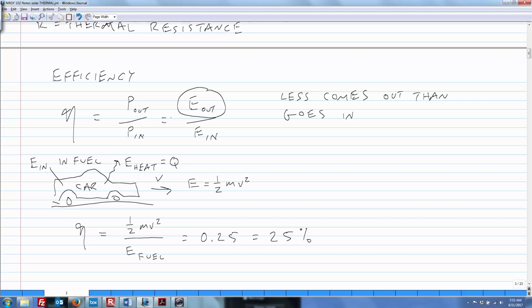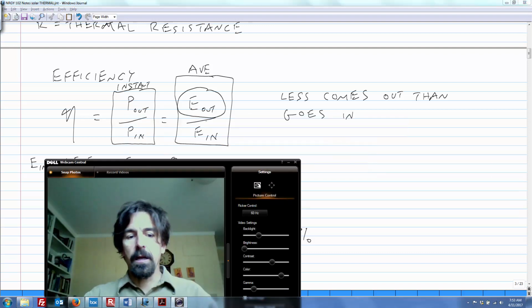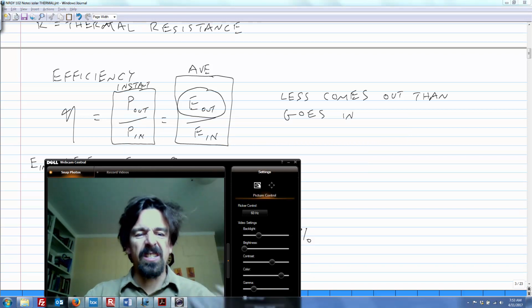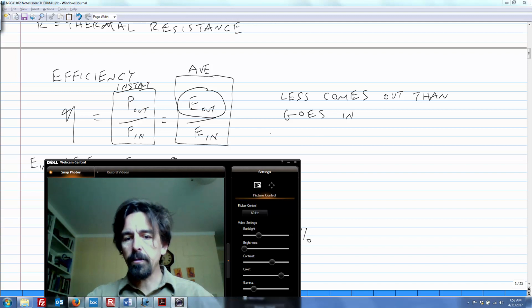And you can write it either for energy, or you can write it for power. You can think about energy as sort of the average, and you can think of power as sort of the instantaneous. And we'll discuss that a little bit more. I'll show you a little graph showing what I mean, the instantaneous versus average. Okay, so that's efficiency.